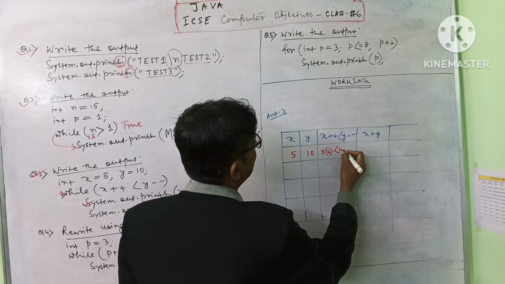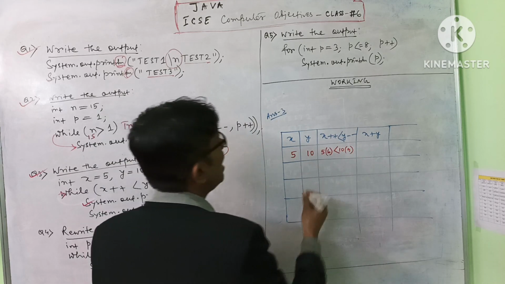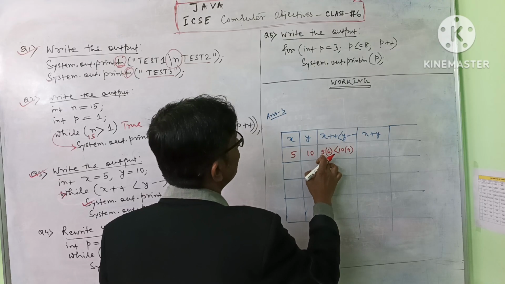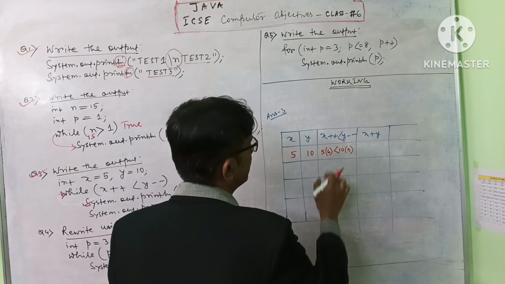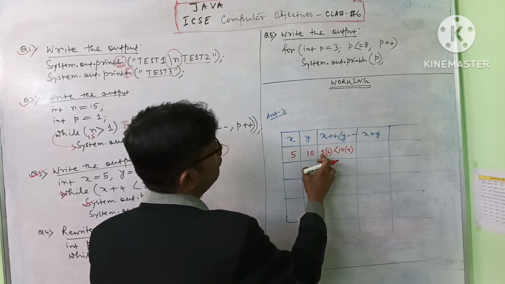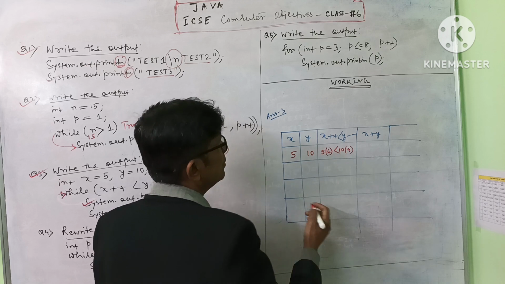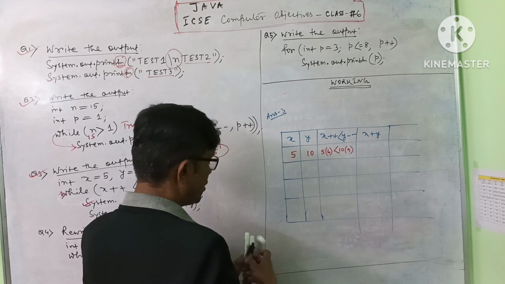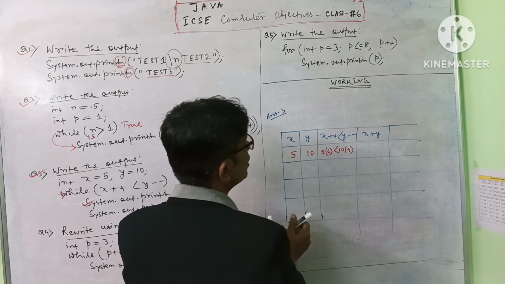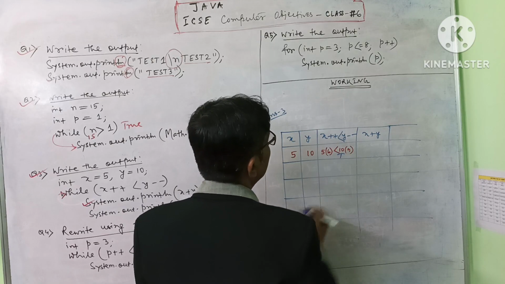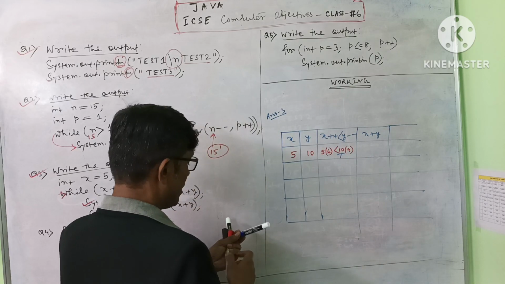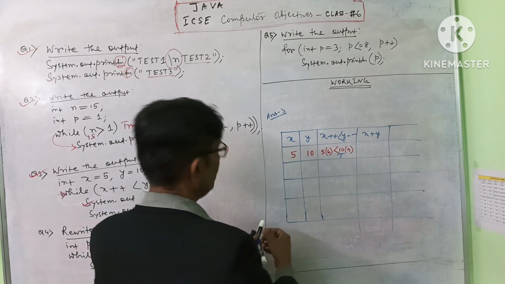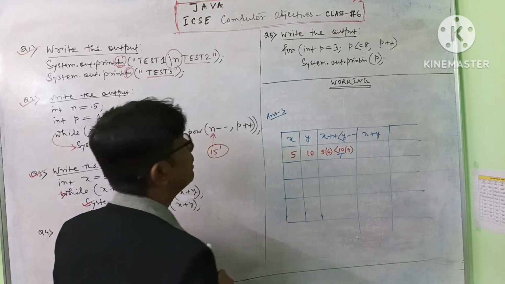That means 10 with the decrement in brackets is 9. That means this condition will now be checked with 5 and 10, not 6 and 9. So 5 less than 10, yes, at this time the condition is true. If the condition is true, what will happen? We will get the value. How much will we get?